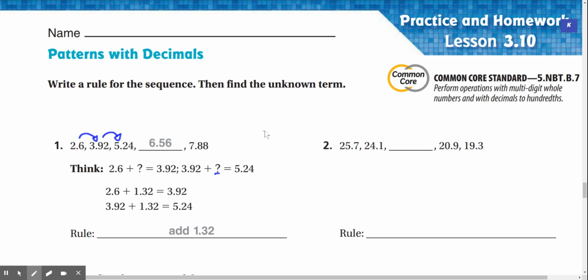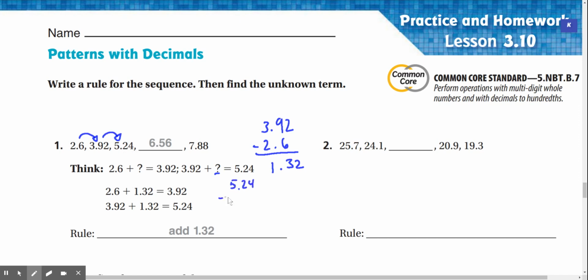What I like to do is get 3.92, which is the number I want to get to, and subtract 2.6 from it. Then I get 2 minus 0 is 2, 9 minus 6 is 3, 3 minus 2 is 1, and I get 1.32. I'm going to do the same thing for 5.24.